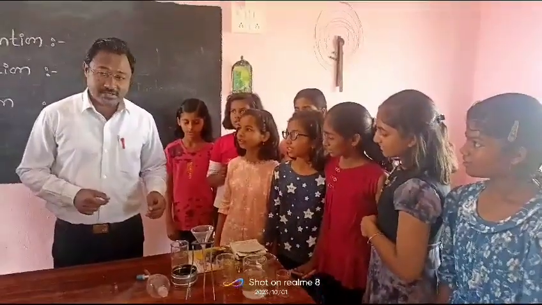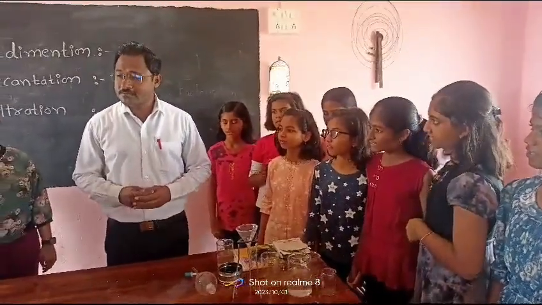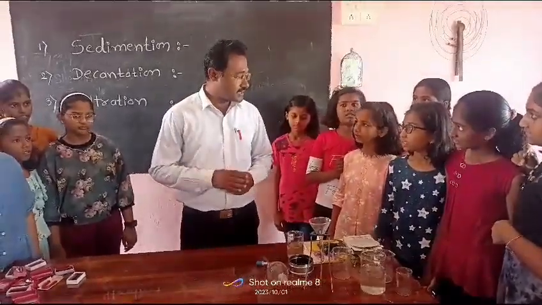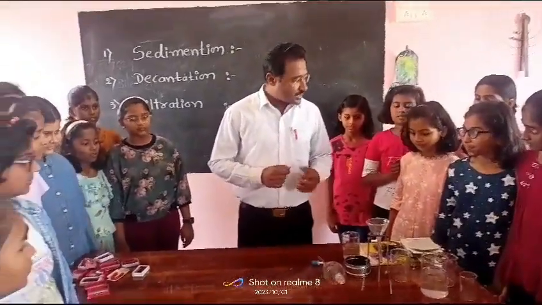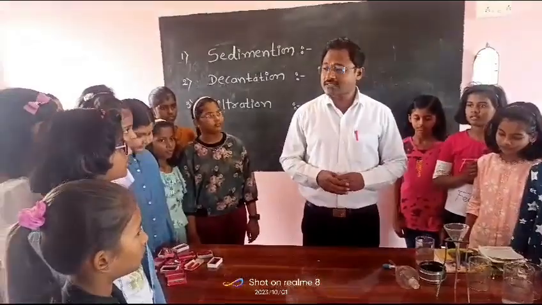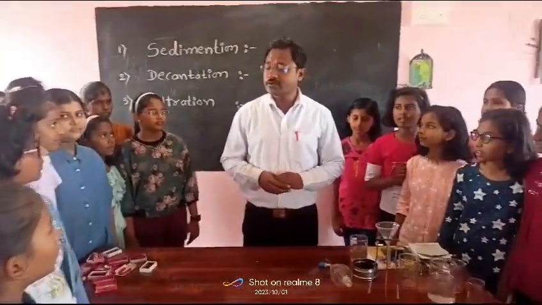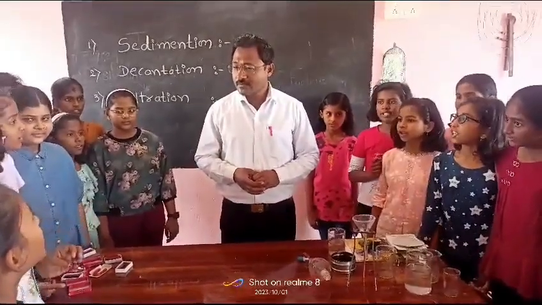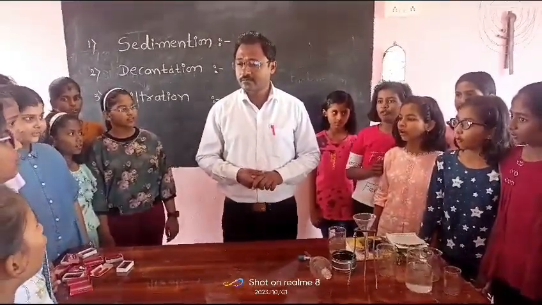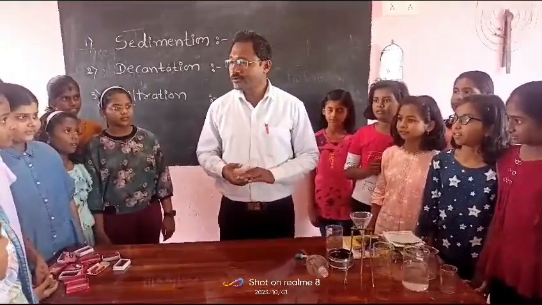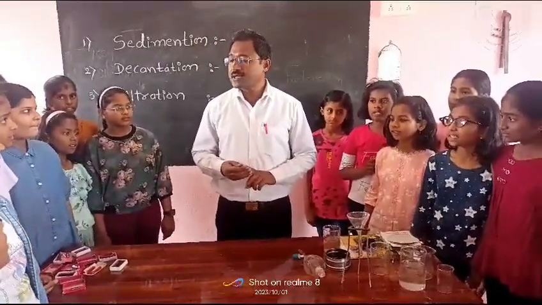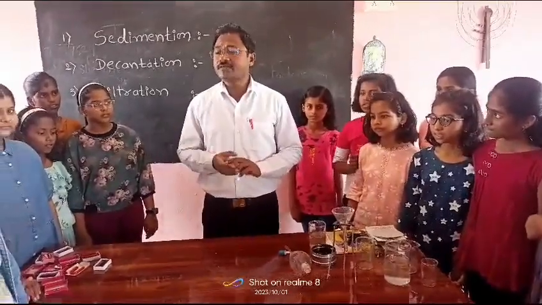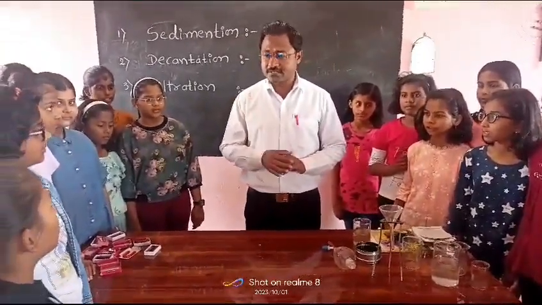We are gathered here to watch the separation of substances based on experiments. Now we can learn some methods of separating substances. Which method do we use for solid to solid? Very good. Threshing, winnowing, sieving, and hand picking. These are the methods used for separating solid from solid substances.